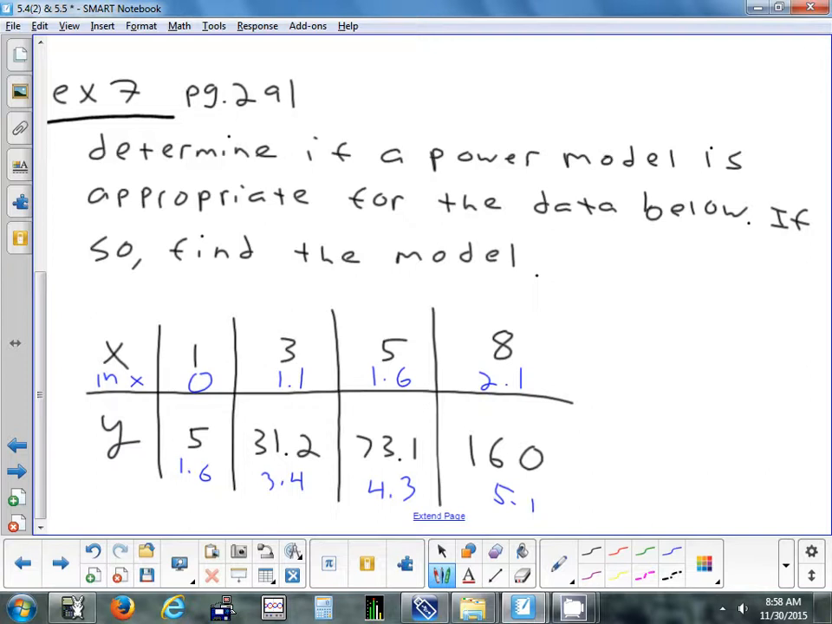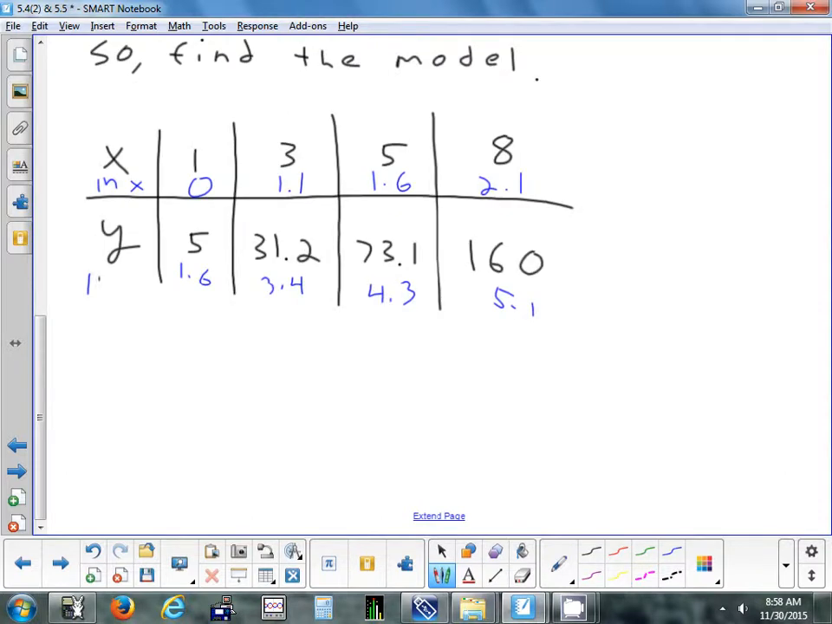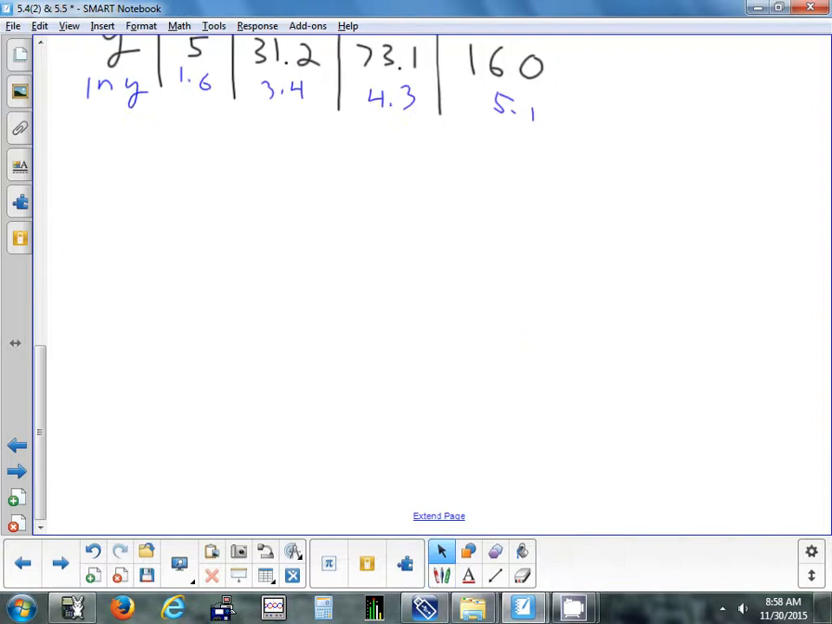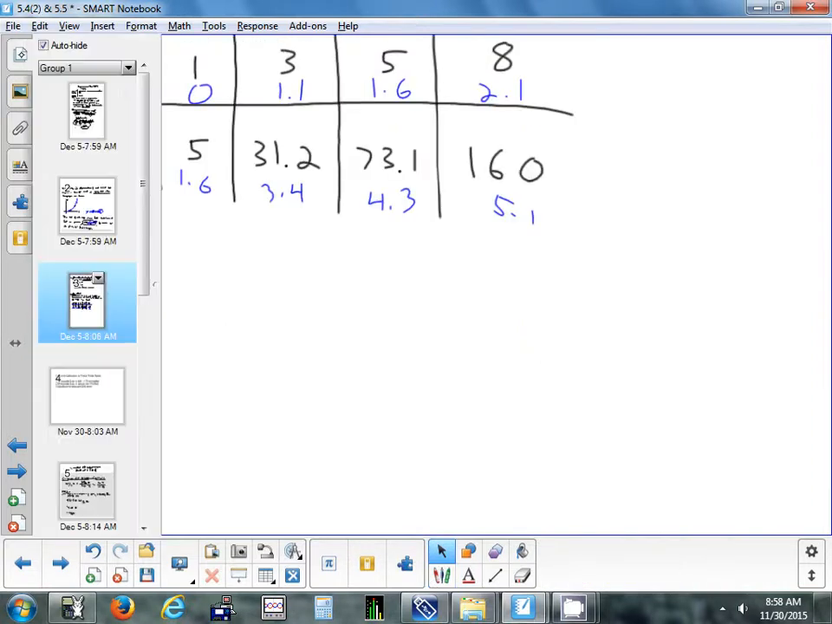And I'm going to see, do these numbers in blue graph in a straight line? If they do, then I'm going to use a power model for this data. Okay? And then I can forget about the stuff in blue. I don't need it after I determine if it looks like a straight line. Then the stuff in blue is done. I don't need it for the rest of the problem. Okay, now I'm going to graph everything in blue. Right, let's see how it looks.